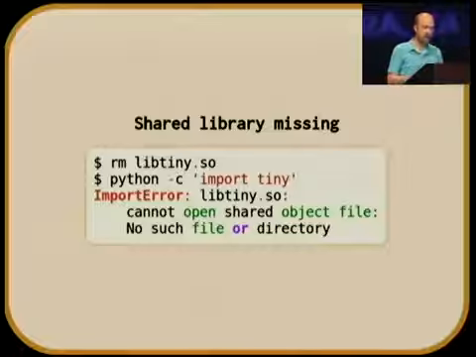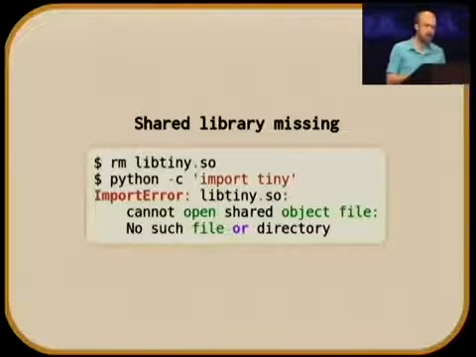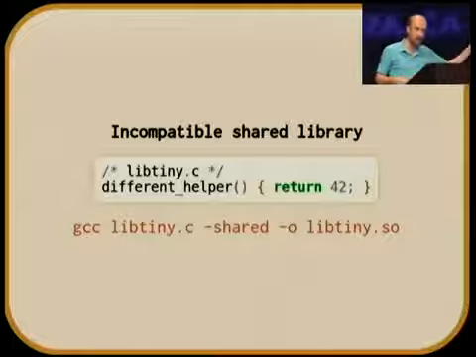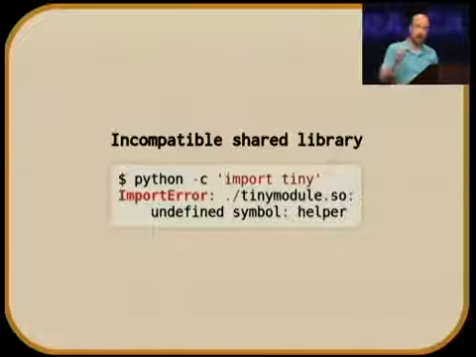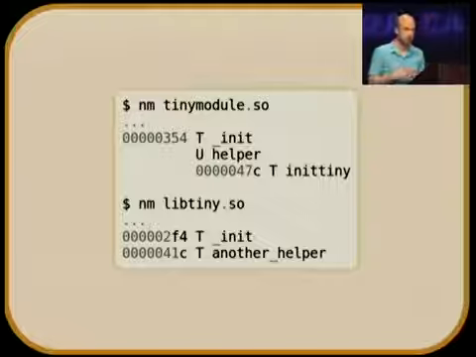I do a remove on libtiny.so, and that familiar error message comes out: cannot open shared object file, no such file or directory. We can simulate an incompatible shared library by recompiling it, now giving the function the name different helper, and now the error is a bit different. It says, when we try to load tiny module, undefined symbol helper.